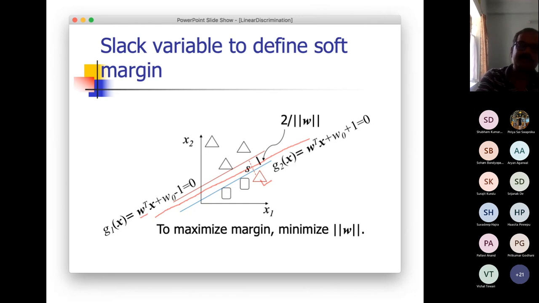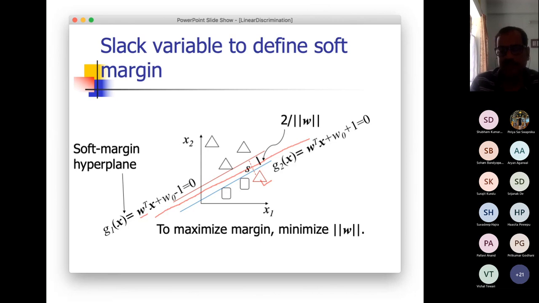As you can see, we are only considering the samples which are deviated, which are going into the other side of the hyperplane. Then only this distance is measured. Otherwise, this distance would be taken as 0. So this we call a slack variable. S is representing the slack variable. So these variables are also introduced.